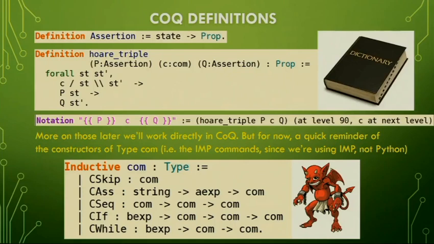So skip, assignment, forming a sequence of things, a conditional if, and a while. It turns out we're going to end up with 4 rules for each of these. Just to back up for 1 minute. So in this definition, this reads just like I was describing before. It says if C starts in some state and ends up in state prime, and P is true in the state, then Q is true in state prime, and we end up with that for C.